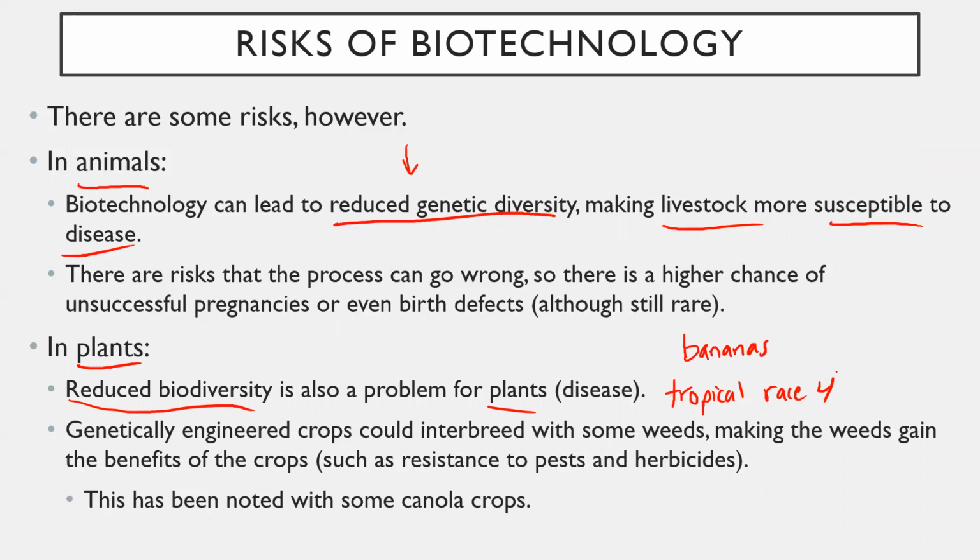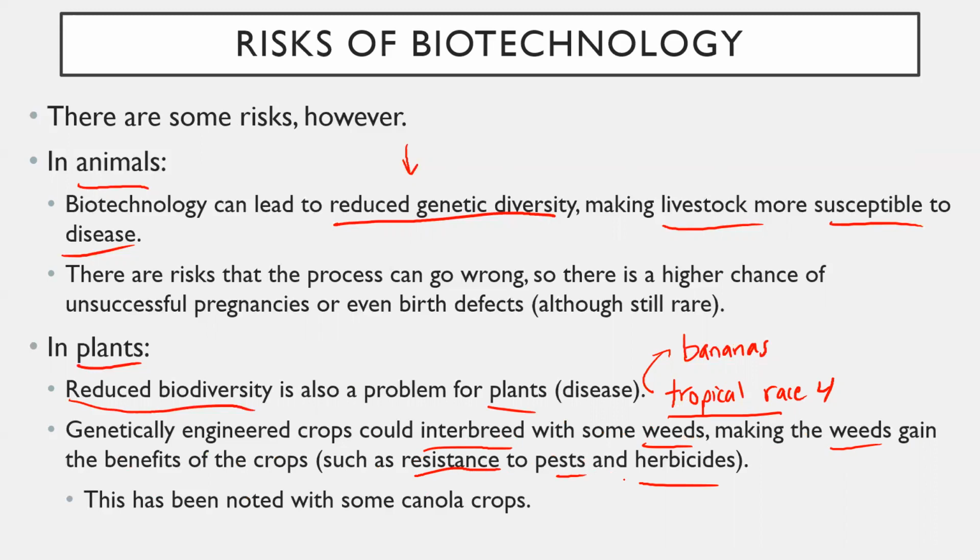But tropical race 4, I believe, is the name of a disease that is threatening to destroy banana plantations all around the world, because all bananas, being genetically identical, are very susceptible to this disease, and this disease could wipe out an entire plantation, even if it just struck one plant, right? Pretty scary. Now, genetically engineered crops could also interbreed with certain weeds as well, making the weeds gain the benefits of the crops, such as resistance to pests and herbicides. That becomes a bad thing.